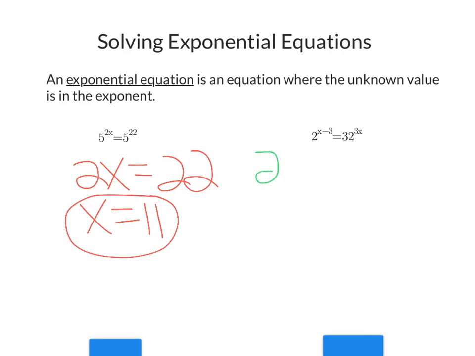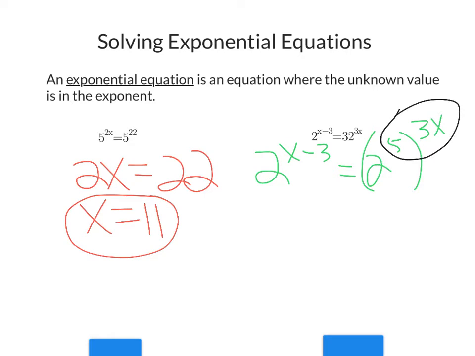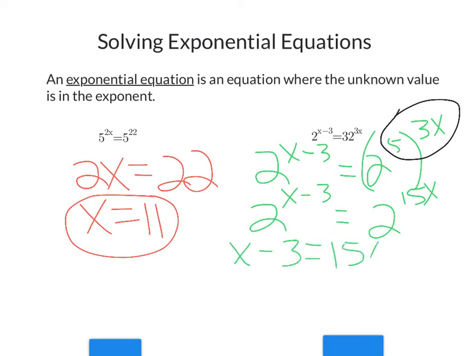So my equation becomes 2 to the x minus 3 equals 2 to the 5th to the 3x. Now using my power of a power rule, I take my exponent 5 and 3x and multiply them together, and I can write my equation as 2 to the quantity of x minus 3 equals 2 to the 15x. Now that my bases are equal to each other, so are my exponents. So x minus 3 equals 15x.